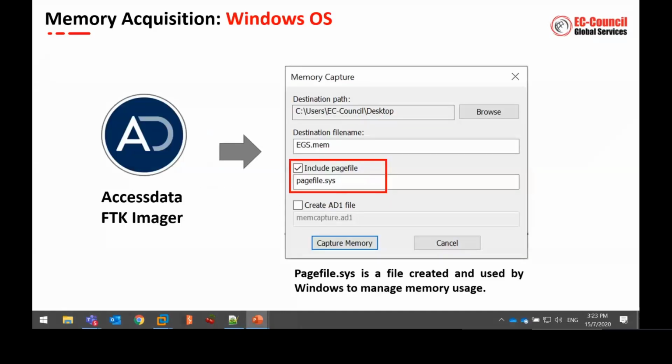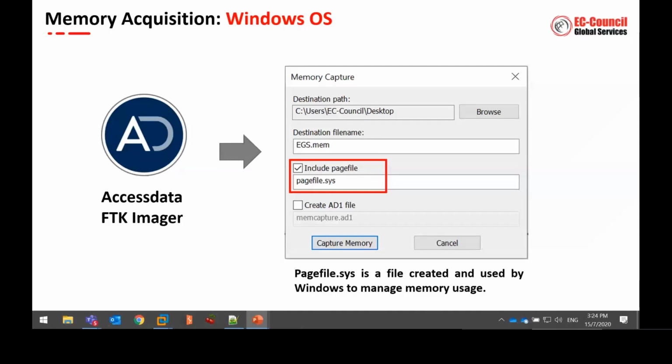And my preferred tool is AccessData. There are two big differences between AccessData and the other two tools. The other two tools need no installation. They are just executable, standalone, ready to go. However, AccessData, not a light version, I mean the main version, may need to be installed.